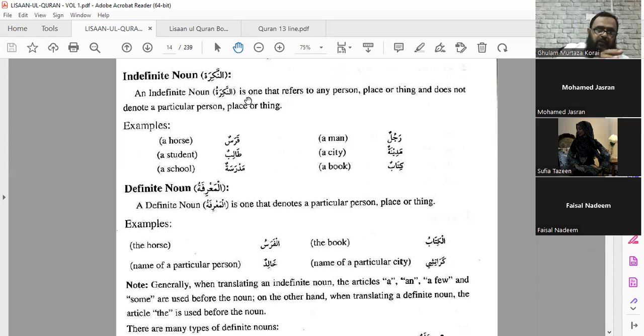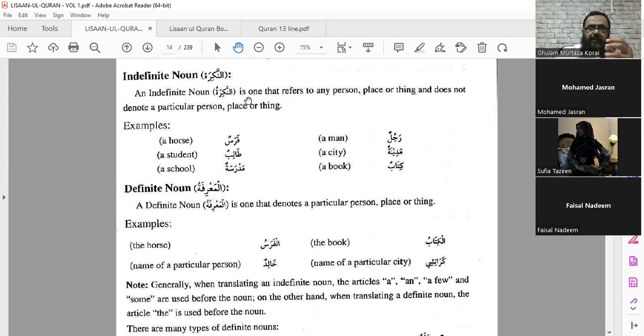And if we talk in contrast, the opposite of common is a proper noun. A proper noun, a particular noun, means a proper name given to a person, a place, a thing. That is a proper noun, or that is a particular noun. So that is totally different from a common noun.